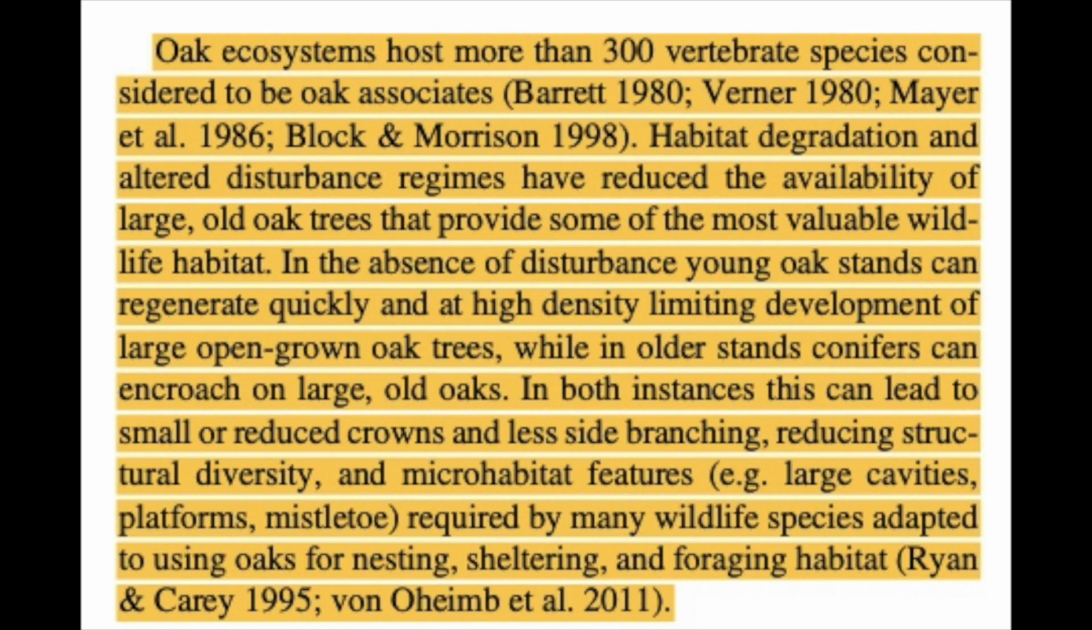Now, since we're trying to highlight the importance of oaks across all of North America, let's visit a study that was done up in the Pacific Northwest. In this study, they were able to find that within this ecosystem, there are over 300 species that coexist with these oaks and use these oaks as a host or for some point within their life cycle. Now, this specifically talks about vertebrates, but I would like to connect this to something that is directly next to me.